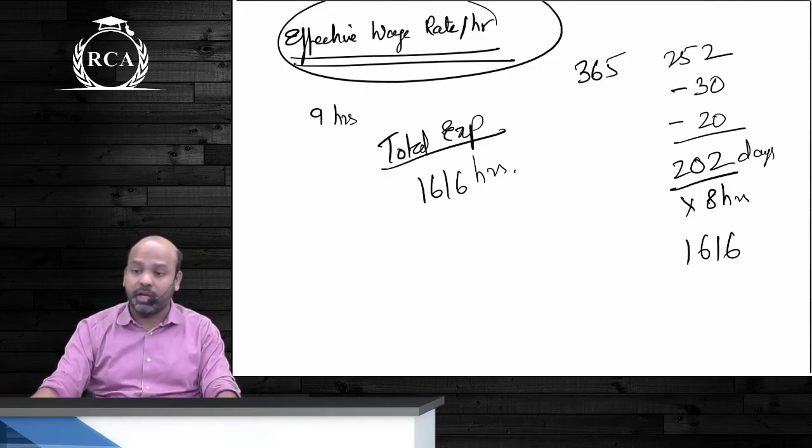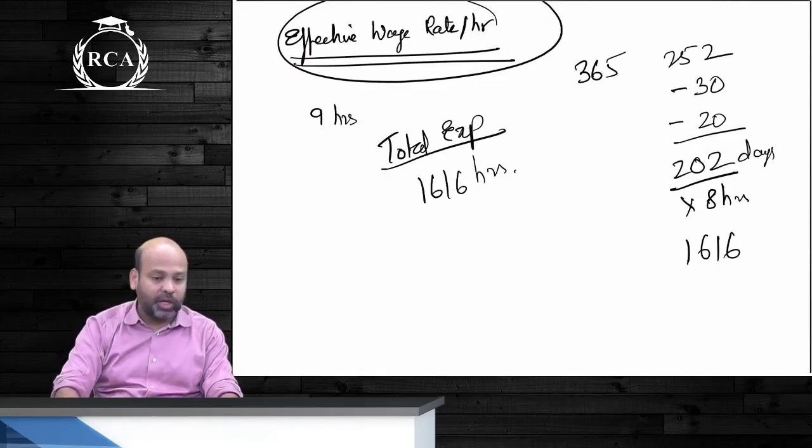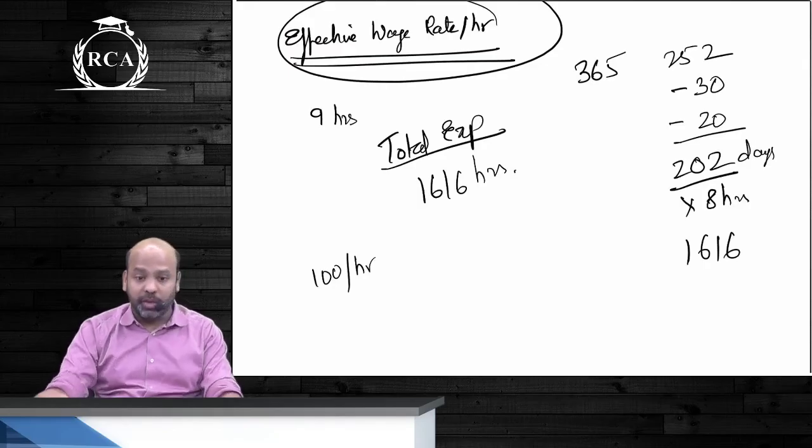Not necessary, guys, that the wage rate that is being paid to the employee should match with effective wage rate per hour. It may be possible that a question mentions that an employee is being paid at the rate of 100 rupees per hour. That does not mean, guys, for the purpose of wage allocation effective wage rate per hour will be 100. It can be way more than 100 because of all the normal idle times. Is it making sense?